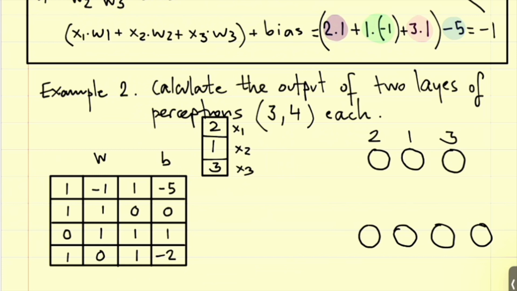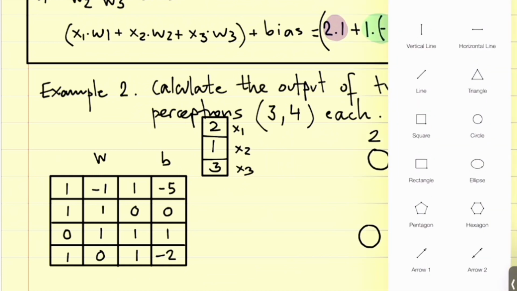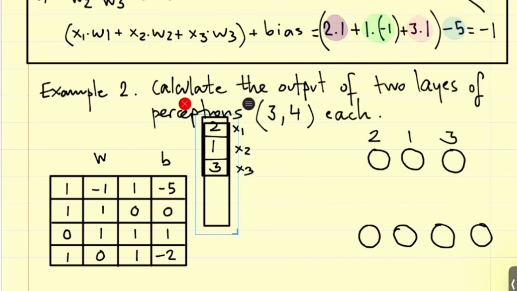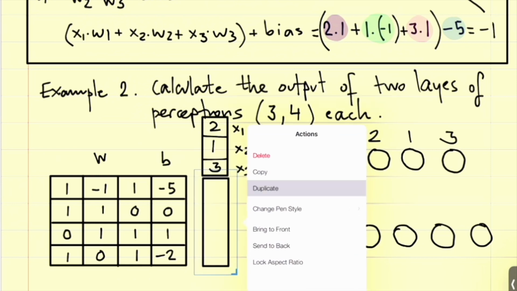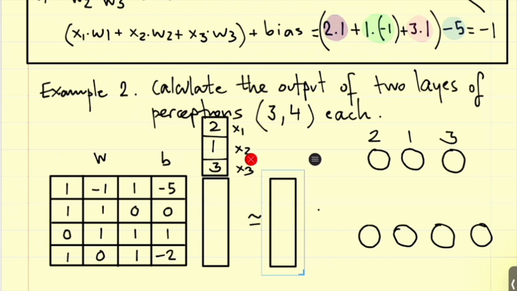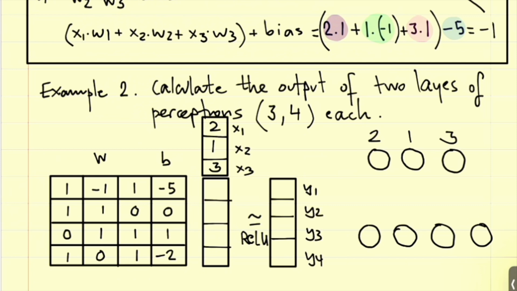Okay? And we want to calculate the output here, which shall also, of course, be a ReLU. And then four values, because we have 4 neurons. This is going to be Y1, Y2, Y3, Y4, which are going to be these values. Okay. So how do you do it?